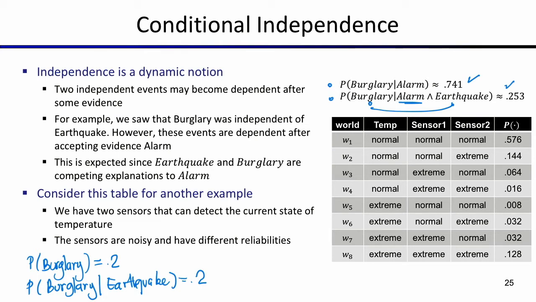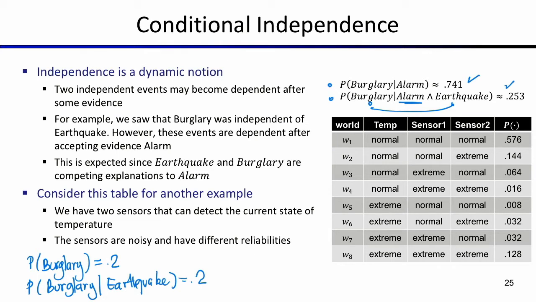And that's happening because burglary is an explanation for alarm. So when we see an alarm, the probability of a burglary increases. It was originally 0.2 and it goes to 0.741. But when I say that I had an alarm and an earthquake, the earthquake becomes the explanation for the alarm activating.